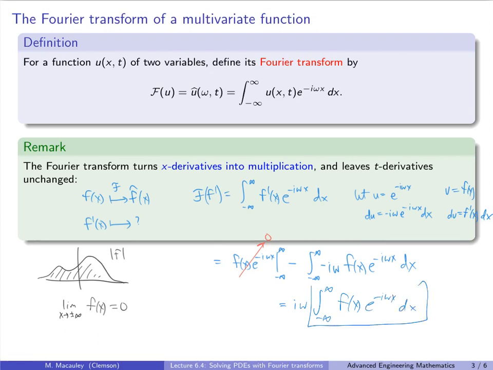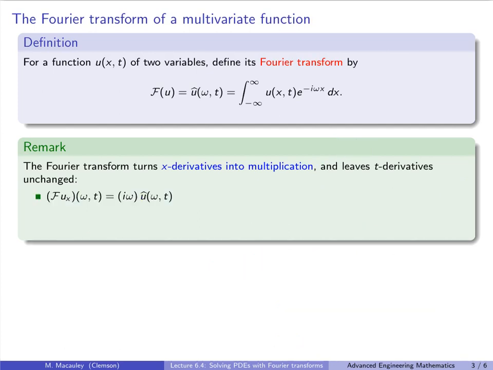That you should recognize as the Fourier transform. So the Fourier transform of the derivative is just i omega times the Fourier transform of x. So the Fourier transform turns x derivatives into multiplication by i times omega, and it leaves t derivatives unchanged.